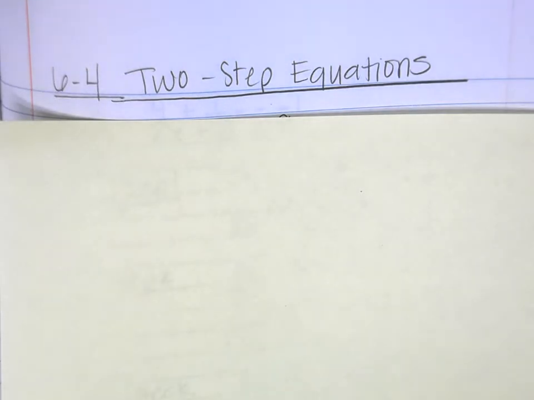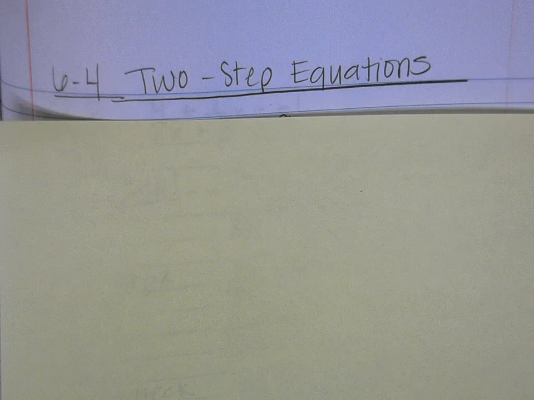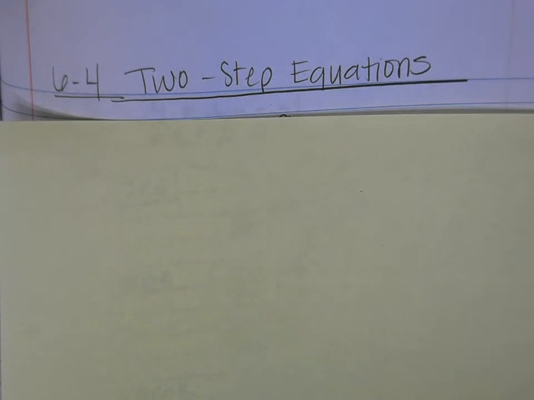Okay, so 6-4. You guys have been doing what we call one-step equations. You did adding, subtracting, multiplying, dividing, and now we're going to do 2 steps. So that means you're going to add, subtract, and then multiply and divide. Okay, you're going to do 2 things.